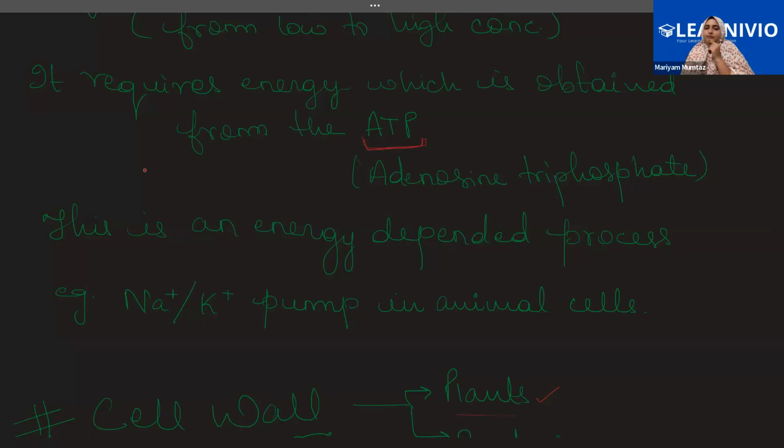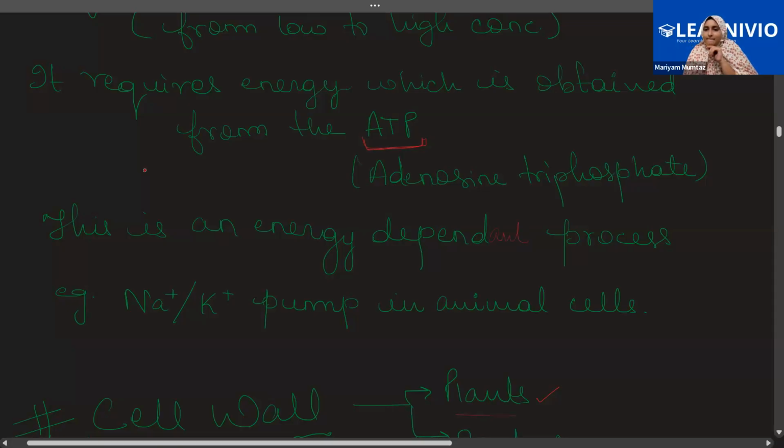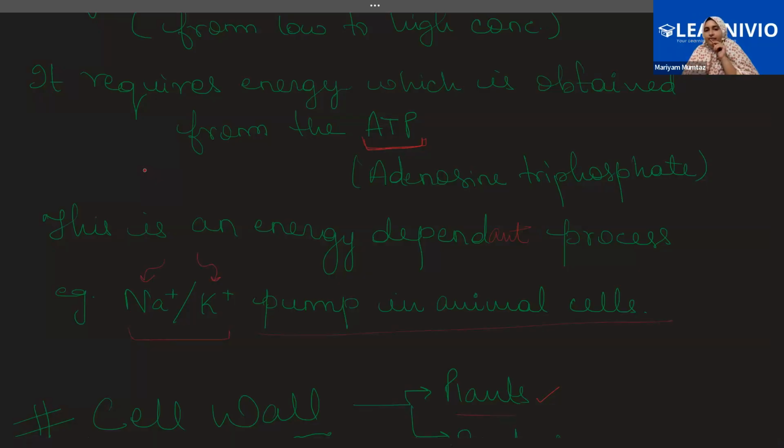Now the active transportation is an energy dependent process. And the best example is the sodium potassium pump in the case of animal cells. Meaning now you can see how charged species are here, isn't it? They have positive charge. There are certain ones that have negative charge. So for their transportation, active transportation is required. Clear? Any doubts in plasma membrane? Anything that troubled you?